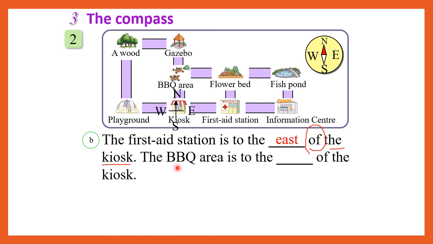Alright, the second question. The BBQ area is to which direction of the kiosk? So you are also at the kiosk and you look at the BBQ area. As you see, that direction is north. So the BBQ area is to the north of the kiosk.